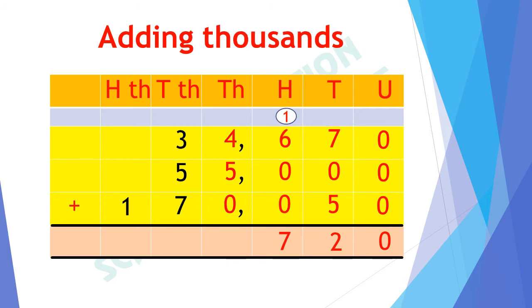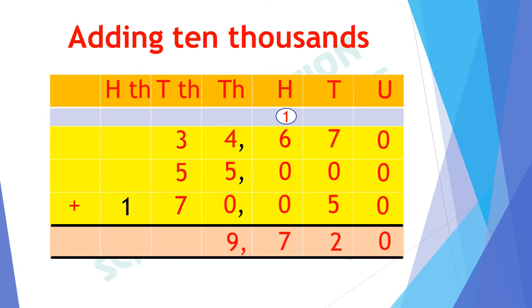Now we will move towards thousands. In thousands column there is 4 and 5. We have to add 4 and 5. Now students, add 4 and 5 and tell me the answer. If we add 4 and 5, we get 9. In 9, we will add 0 and we get 9.